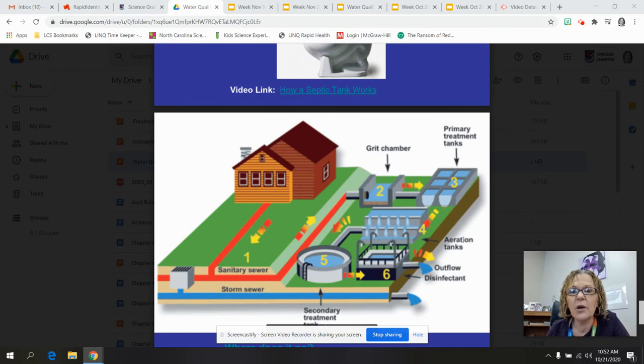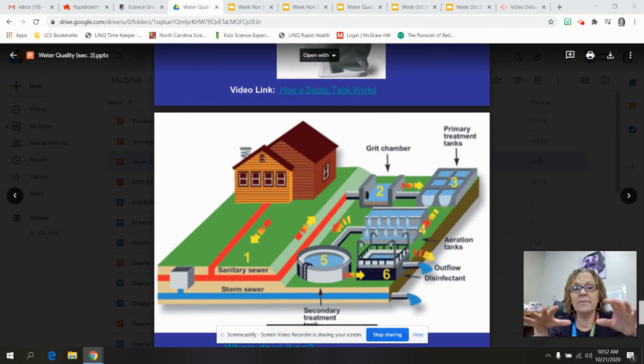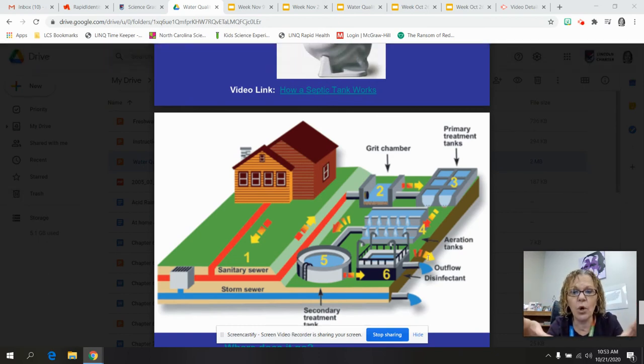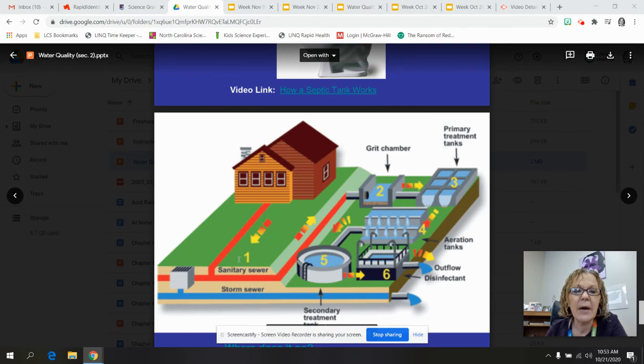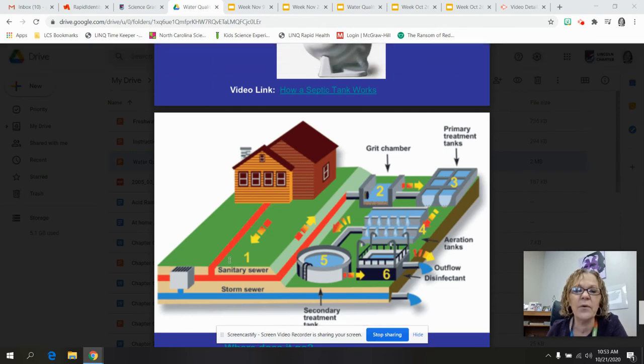All right. So this is an animated picture to show you how it works, but there's also another video, so make sure you watch that. So this is a private home. Now, here is their sanitary sewer in the red line. So anything that's flushed out of their home goes to this sanitary sewer. So follow the red line first, okay?